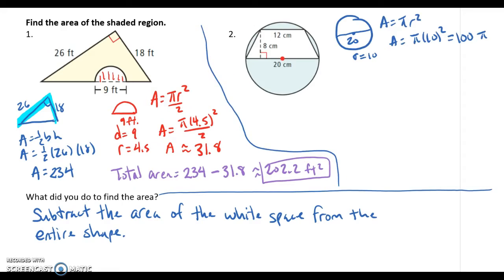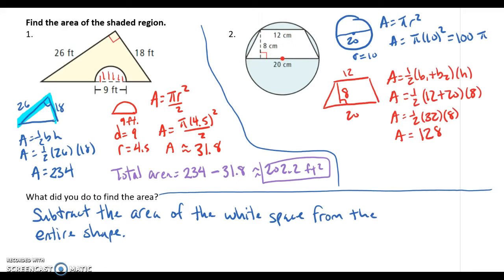All right, so did you see how that whole shape was a circle? And the diameter is 20, which makes a radius 10. Well, then I just plug it into my circle formula, A equals pi r squared, and I get 100 pi. And then our hole that we've cut out of it is a trapezoid. So remember your trapezoid area formula, A is 1/2 times (B1 plus B2) times H. And remember, B1 and B2 are those parallel bases that never touch, so that's 12 and 20. So I'm just going to go ahead and plug in 12, 20, and 8 for H, because that's the perpendicular distance connecting the bases. And I get 128 as the area of the trapezoid.